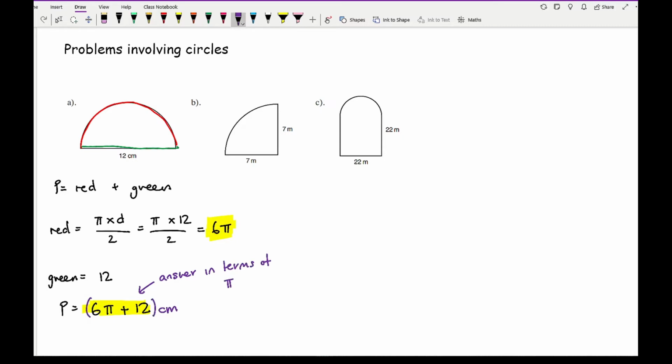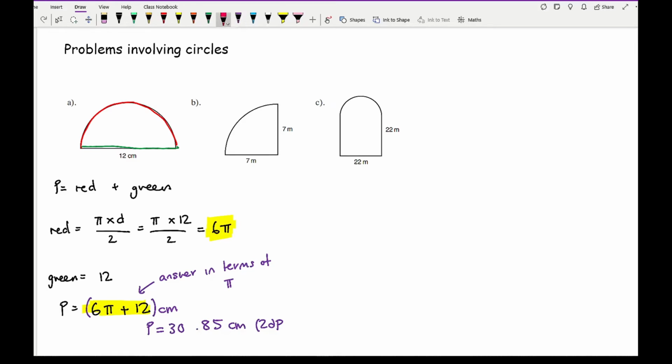However, if I was going to actually work it out as a decimal, all I need to do is enter 6 pi plus 12. And 6 pi plus 12 gives me an answer of 30.85, and that's going to be centimeters. I've rounded that number to 2 decimal places. It is a lot longer decimal number, but I'm going to leave it to 2 dp.